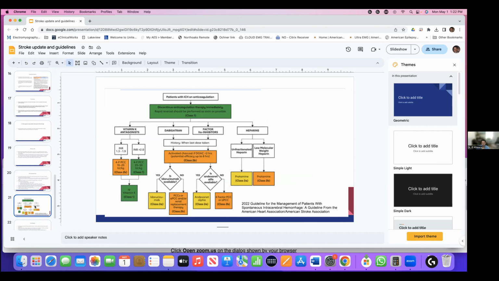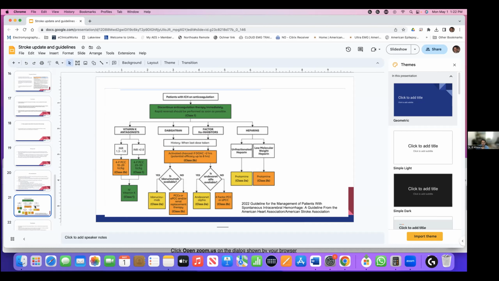If you have Coumadin or warfarin and their INR is between 1.3 and 1.9, then use 4-factor PCC, 10 to 20 units per kilogram. It's a class 2 recommendation. If the INR is more than 2, then I use 25 to 50 international units per kilogram. This is a class 1 recommendation, along with IV vitamin K.